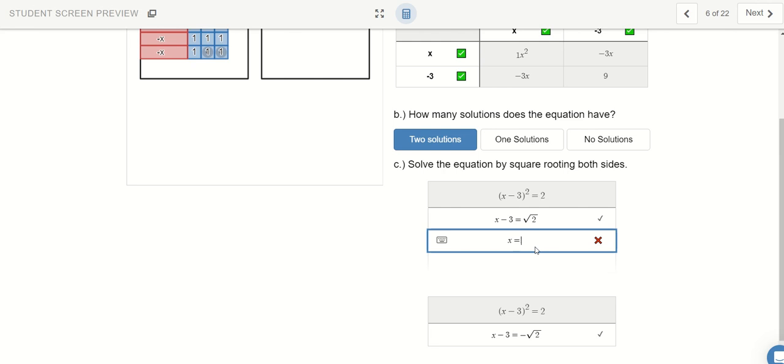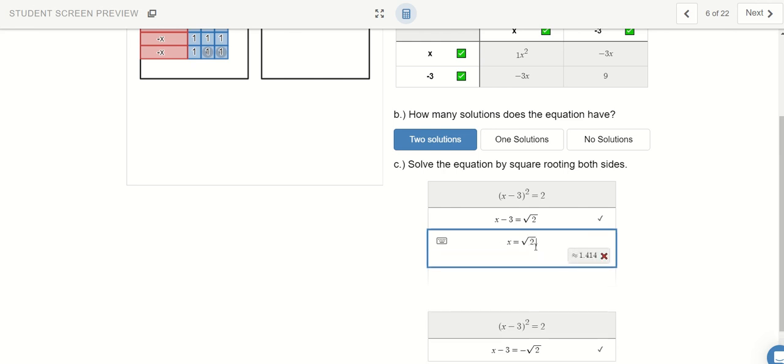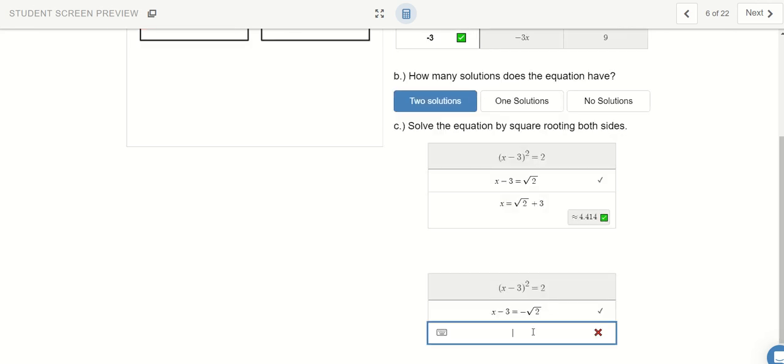So we'll add 3 to both sides. So plus 3. And we have this negative version, plus 3. So plus 3 to both sides. We're left with our answers.